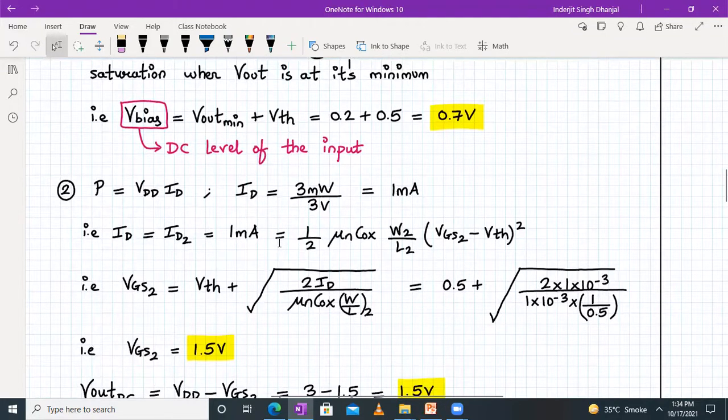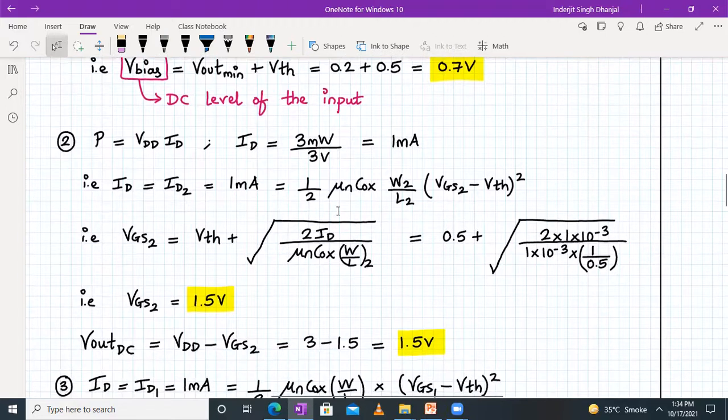And the ID2 formula is what? Half mu n Cox W2 upon L2 times VGS2 minus VTH, the whole square. From here, we can rewrite the same formula for VGS2. VGS2 is equal to VTH plus the square root of twice ID divided by mu n Cox times W by L of 2. Now the VTH value is available.